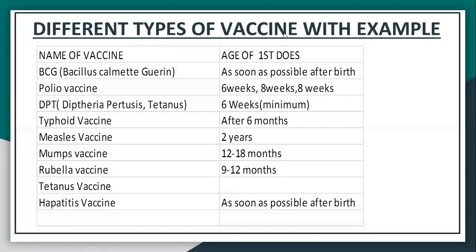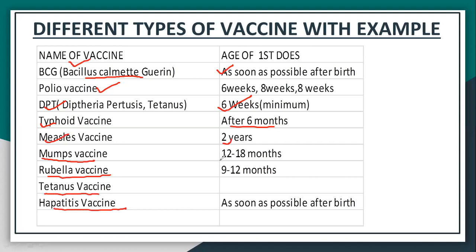Now, examples of different types of vaccines which are working right now. BCG, Bacillus Calmette-Guerin, is used against tuberculosis, as a first dose as soon as possible after birth. Polio vaccines are against polio disease, DPT vaccines at 6 weeks minimum, typhoid vaccines after 6 months, and measles vaccines at 2 years minimum. This is the minimum age of dose. Then mumps vaccines, rubella vaccines, tetanus vaccine, and hepatitis vaccine.